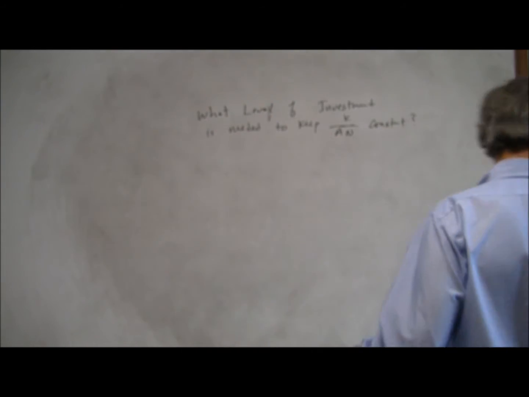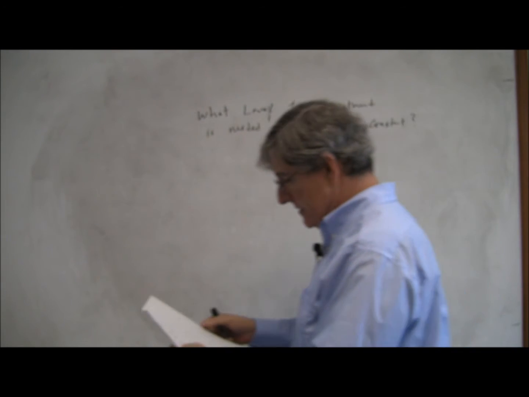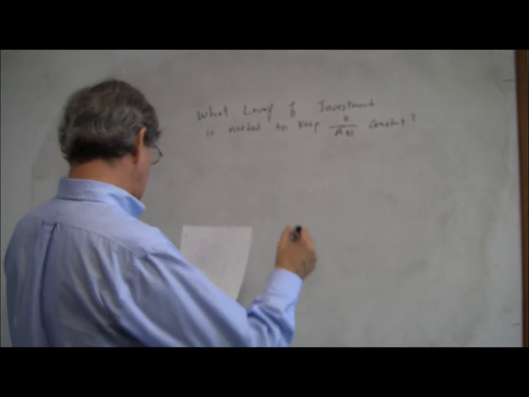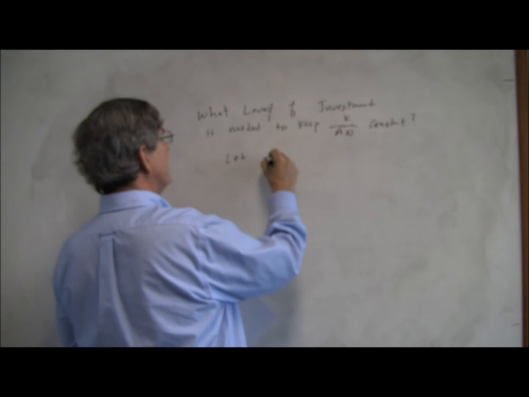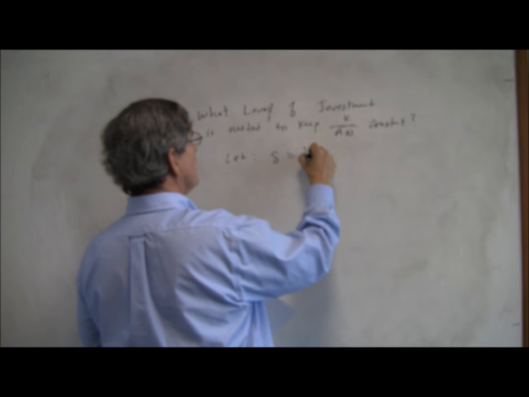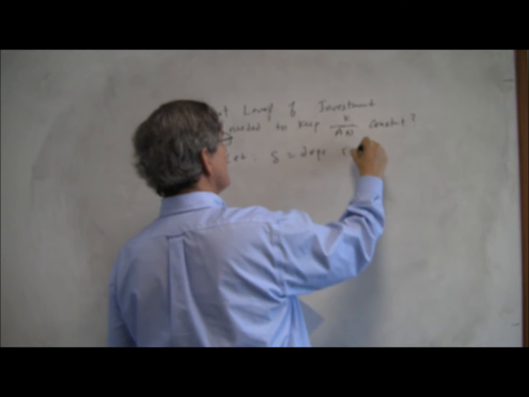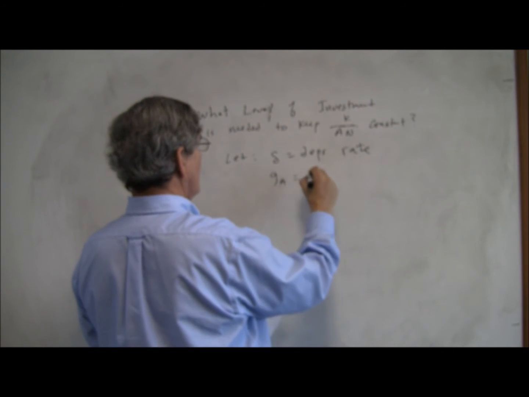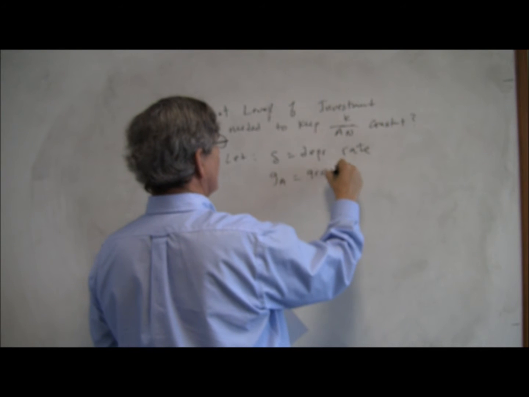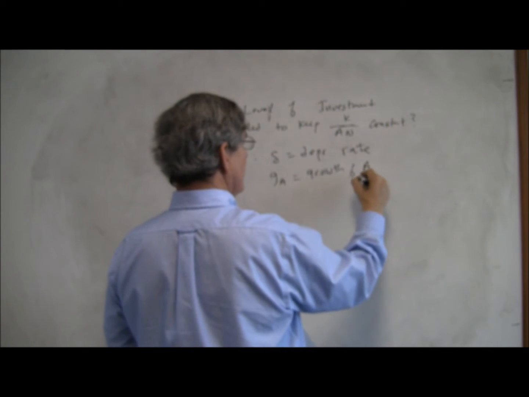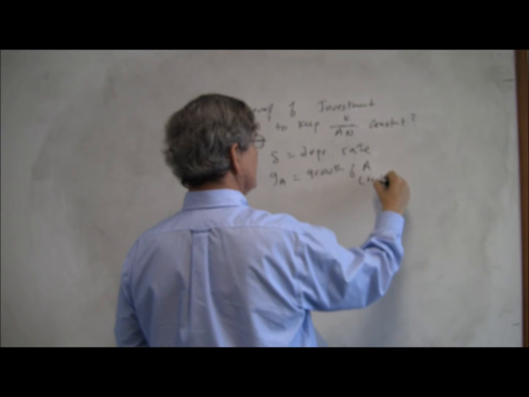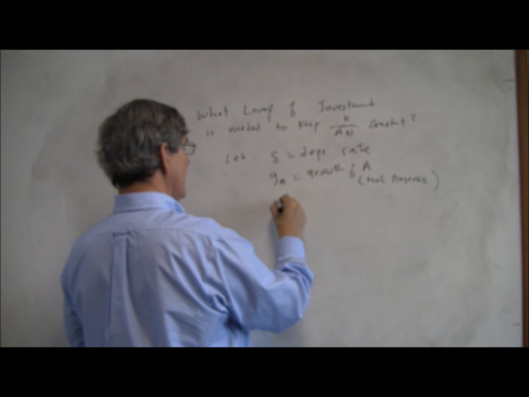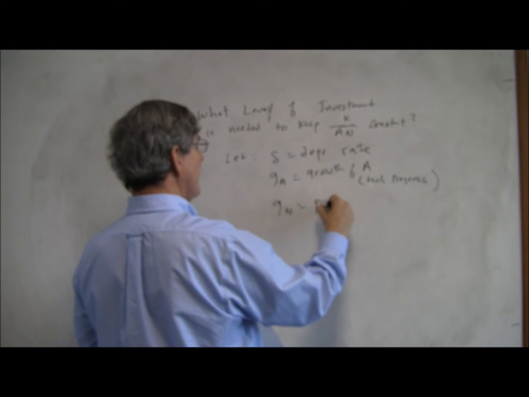So we can see what's different. So we want to keep K over AN constant. So let, as before, delta equal the depreciation rate. That's the same as what we had before. G of A equal the growth of A, the growth of technological progress. So that's how fast we're progressing technologically. And G of N is the population growth rate.